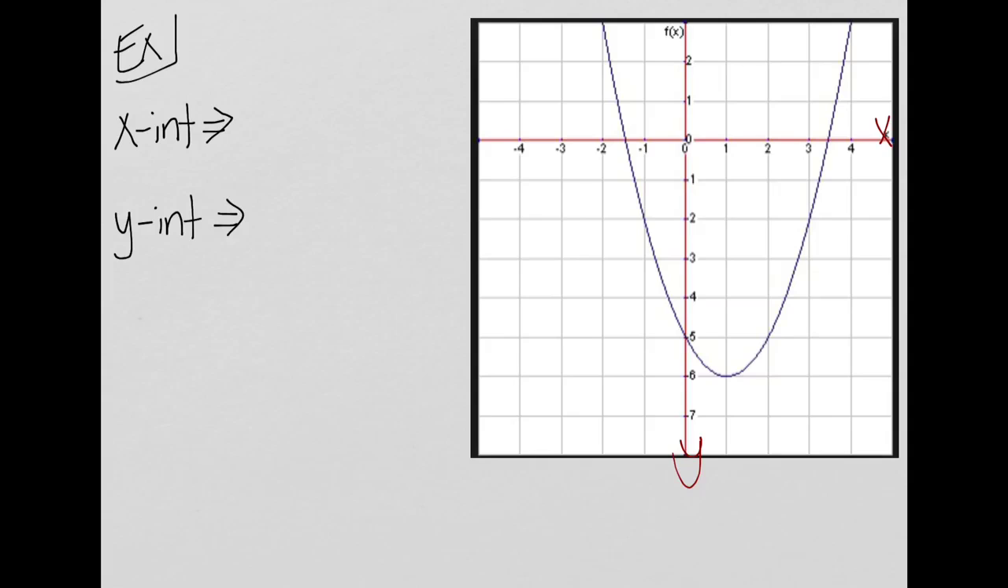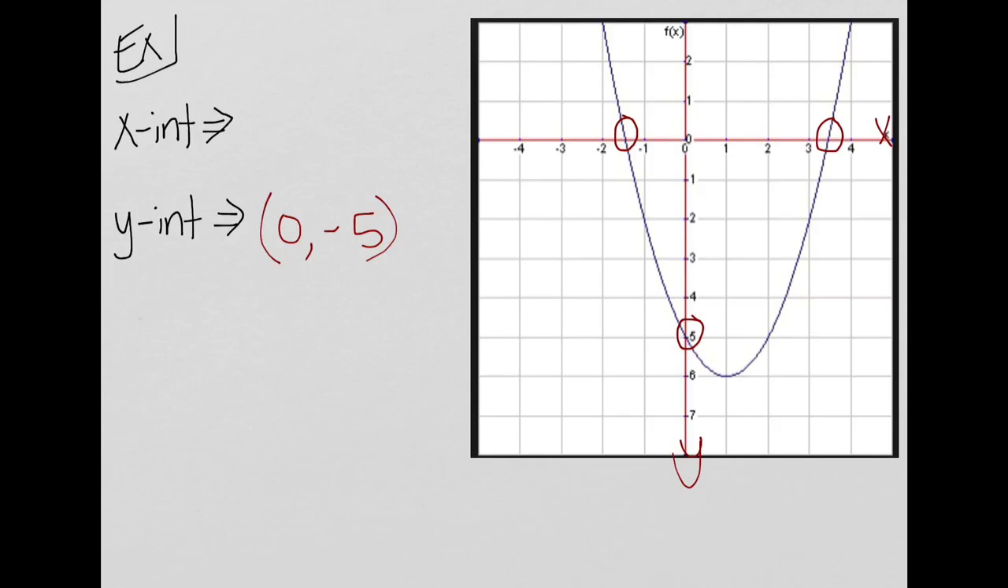Again, if I want x and y intercepts, I'm looking for where they're crossing the axes. So there's one, there's another. There are actually two x-intercepts here, and there is only one y-intercept right here. Let's start with our y-intercept because there's only one. Remember, for y-intercepts, the x value is 0. And my y value is wherever I'm crossing, -5. So y equals -5 is where I'm crossing.